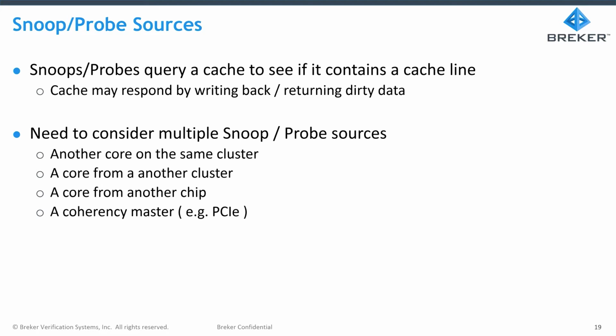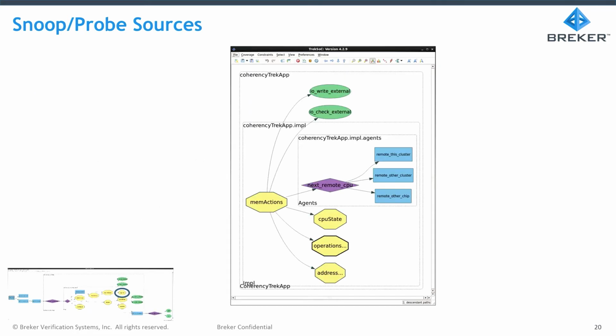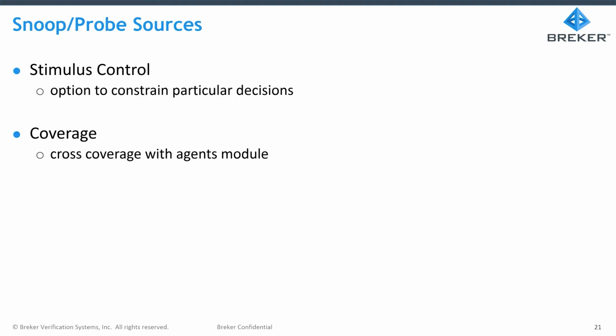Next thing to think about is who is providing those snoops, right? They may come from another CPU in the same cluster. They may come from another cluster. They might come from another chip for designs that involve multiple boards, or they might come from a coherent master such as PCI Express. So these decisions are also built into the tool, where the tool can make decisions on which options to go after. And again, we can control the likelihood of different masters triggering those snoops, and we can measure how often different masters have driven snoops.